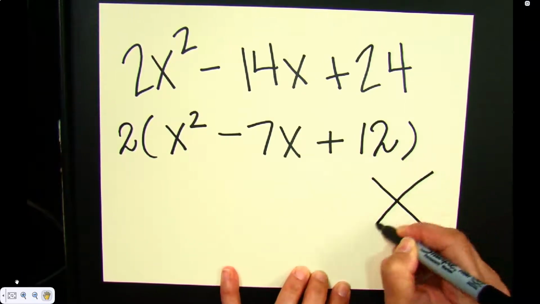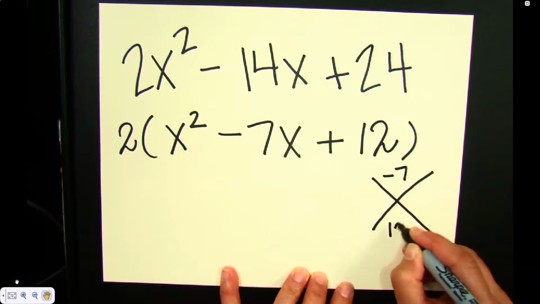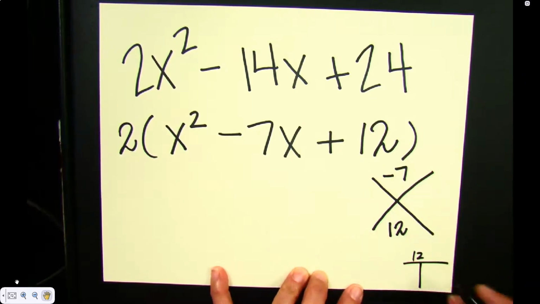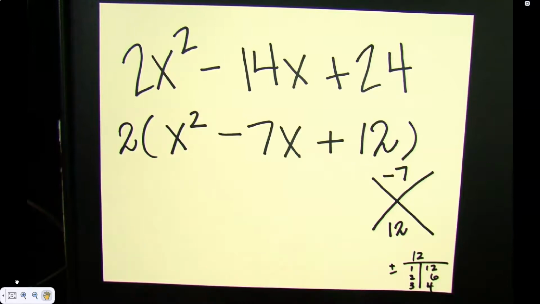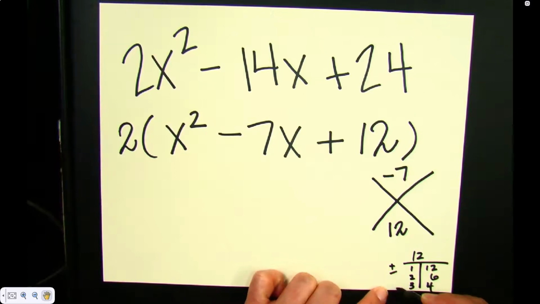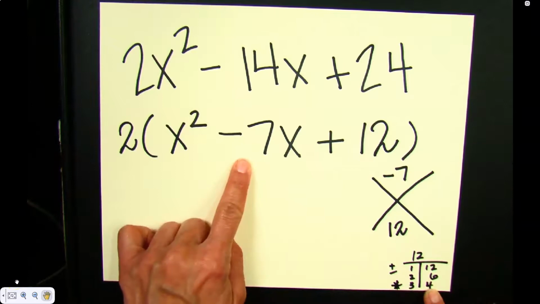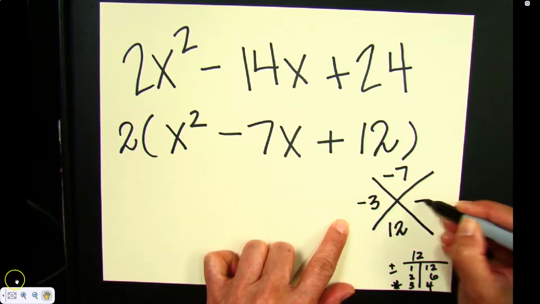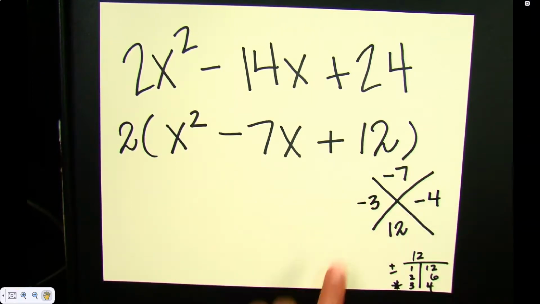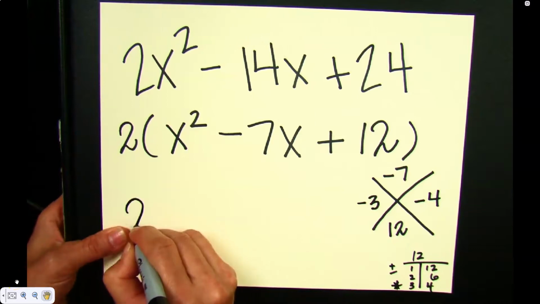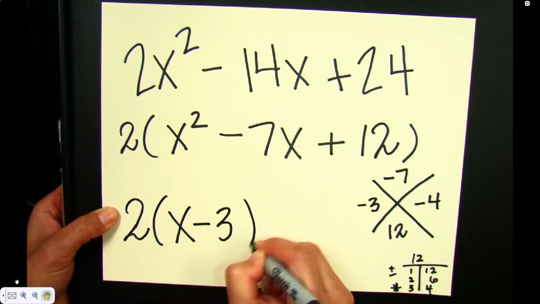So now what I'm looking for is numbers that combine to a negative 7 and multiply to a positive 12. So let me list all the possible ways to multiply to get to a 12. The 12 needs to be positive, which means those signs are going to be the same. And the magic set there is going to be 3 and 4, because a negative 3 times a negative 4 is going to multiply to make a positive 12, but at the same time, it's going to combine up to make a negative 7. Don't forget that 2 out in front.